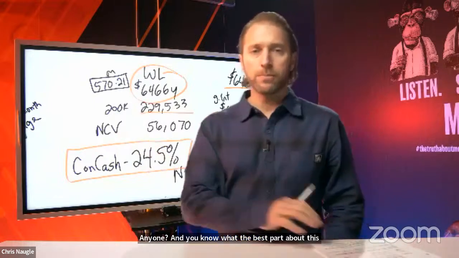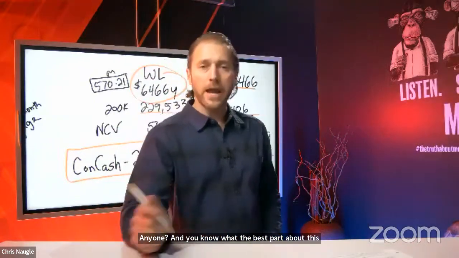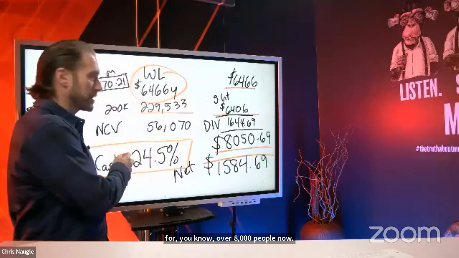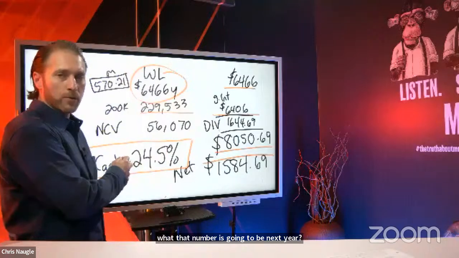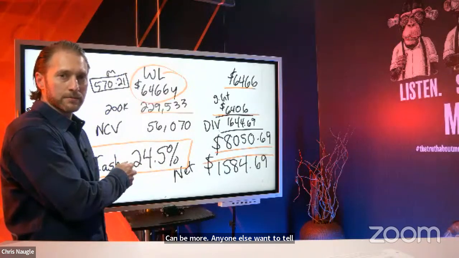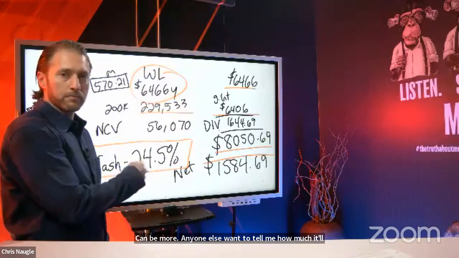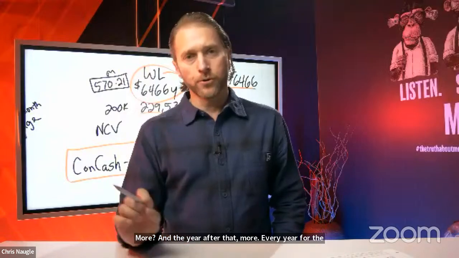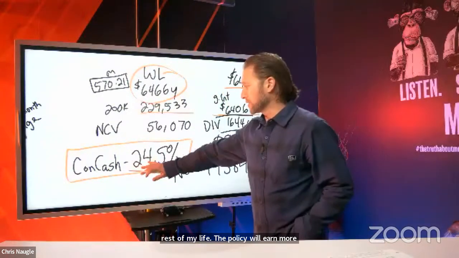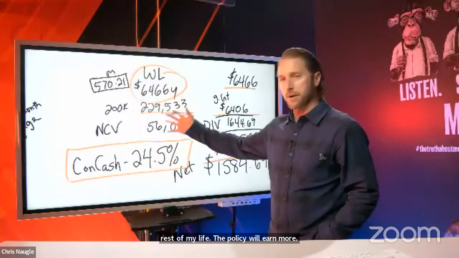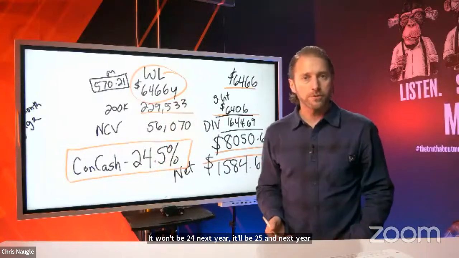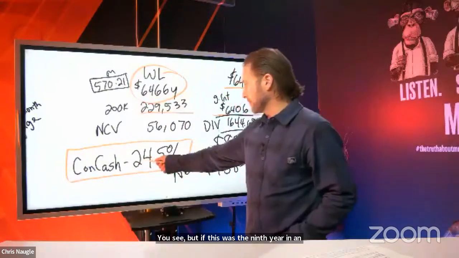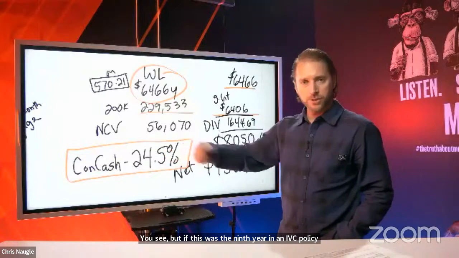And you know what the best part about this policy is? In every single policy that we do for, over 8,000 people now, next year, guess what will happen? Can anyone tell me what that number is going to be next year? It's going to be more. Anyone else want to tell me how much it'll be the year after that? More. And the year after that? More. Every year for the rest of my life, the policy will earn more. It won't be 24 next year. It'll be 25. And the year after that, it might be 27. And then it just keeps going north. You see, if this was the 9th year in an IBC policy, we'd probably be double or hell, maybe even triple that number. But this is just a normal whole life.